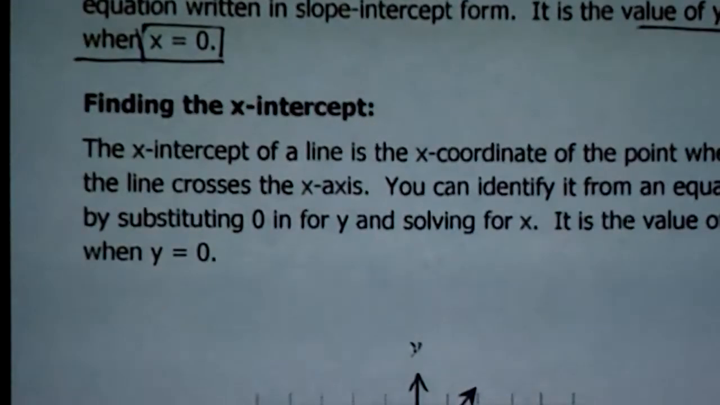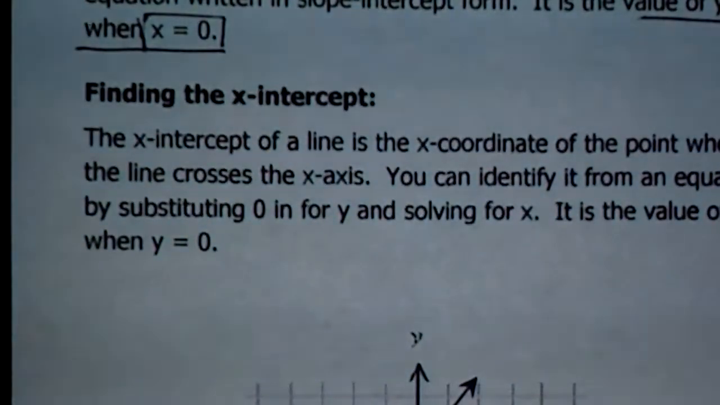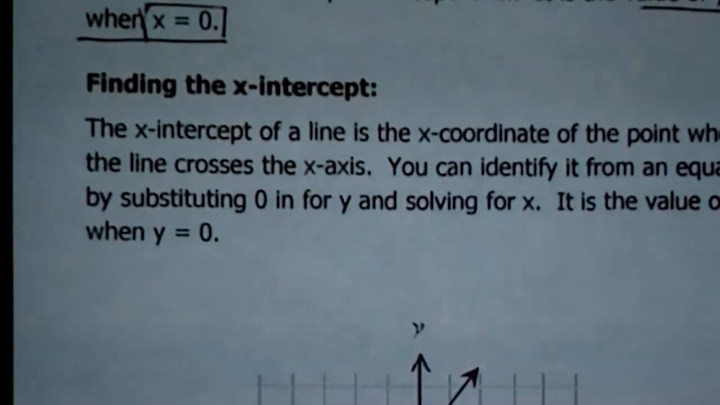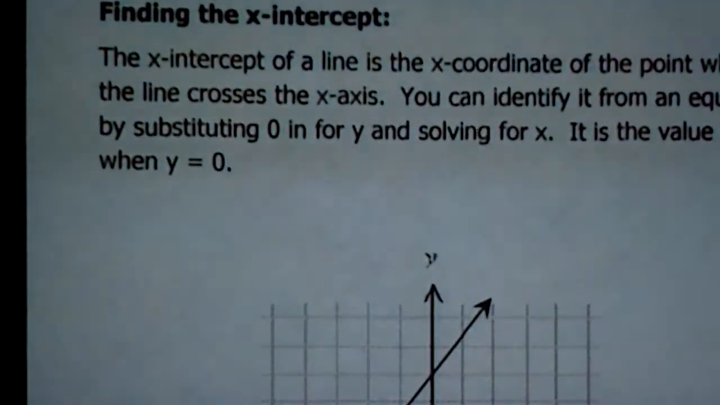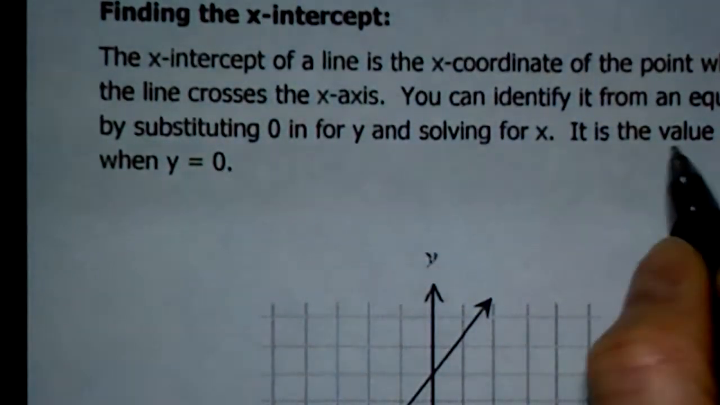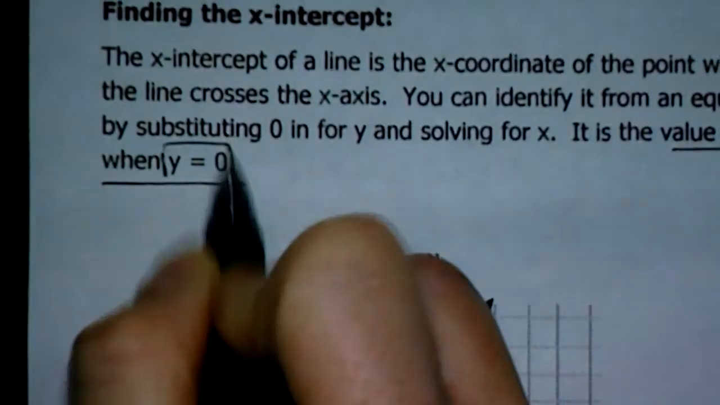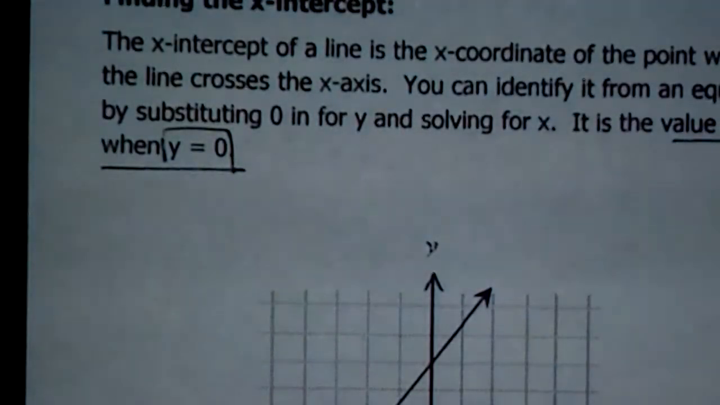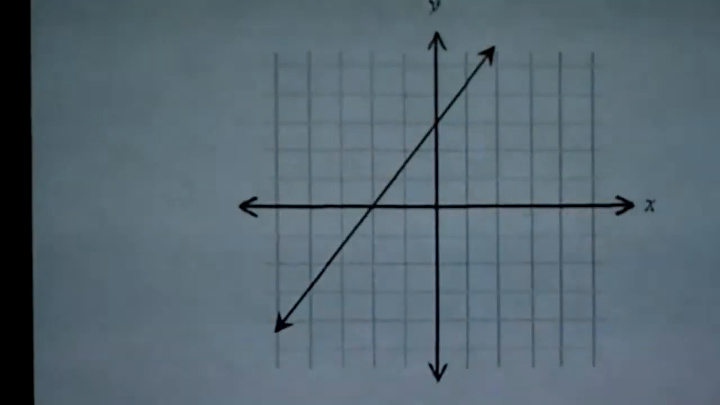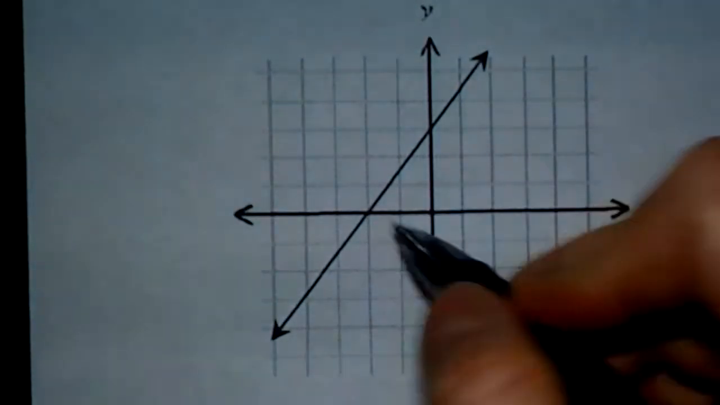X-intercept is opposite of that. This is the x-intercept, it's the x-coordinate of the point where the line crosses the x-axis. You can identify it from an equation by substituting 0 in for the y and solving for x. So it's the value of x when y is 0. So opposites.